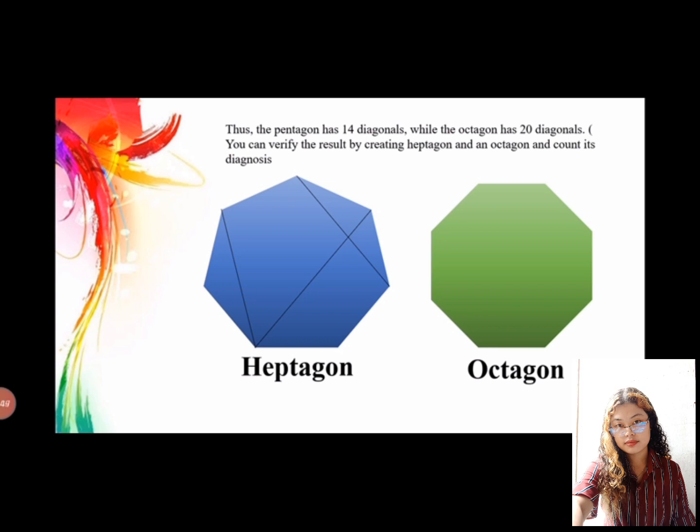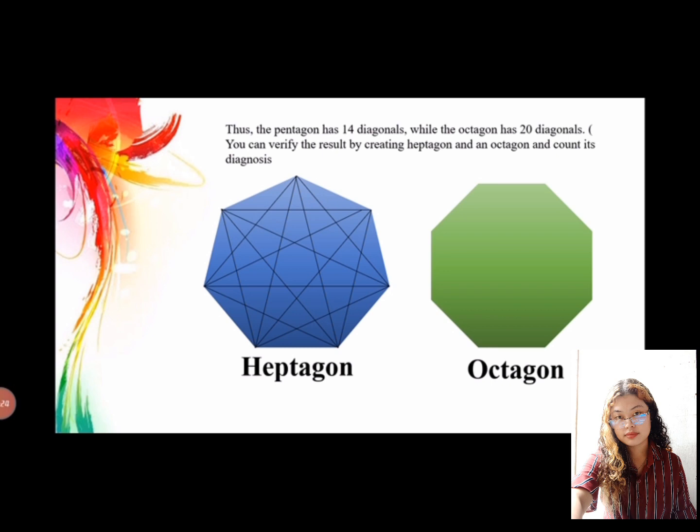We already have 3 diagonals here. 4, 5, 6, 7, 8, 9, 10, 11, 12, 13, 14. Therefore, our sequence is correct. The heptagon has 14 diagonals. Now, let's move forward to the octagon.